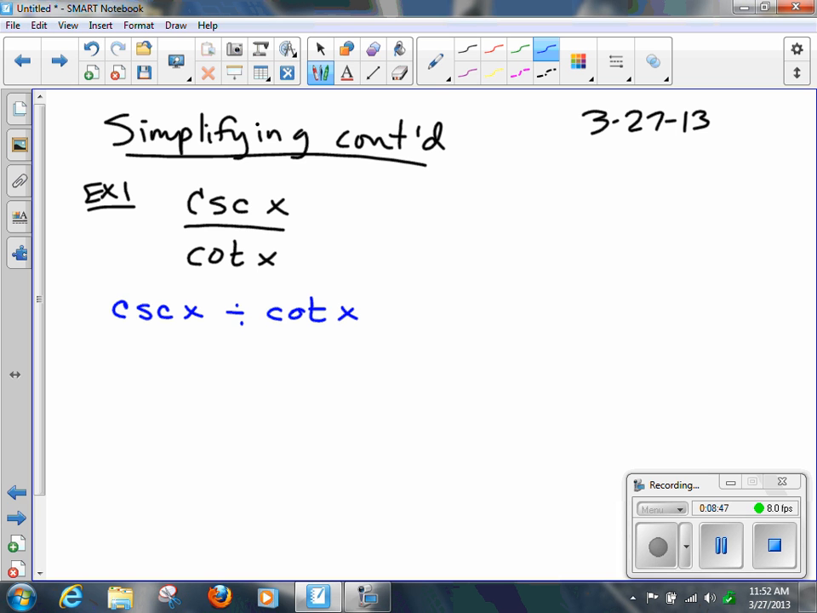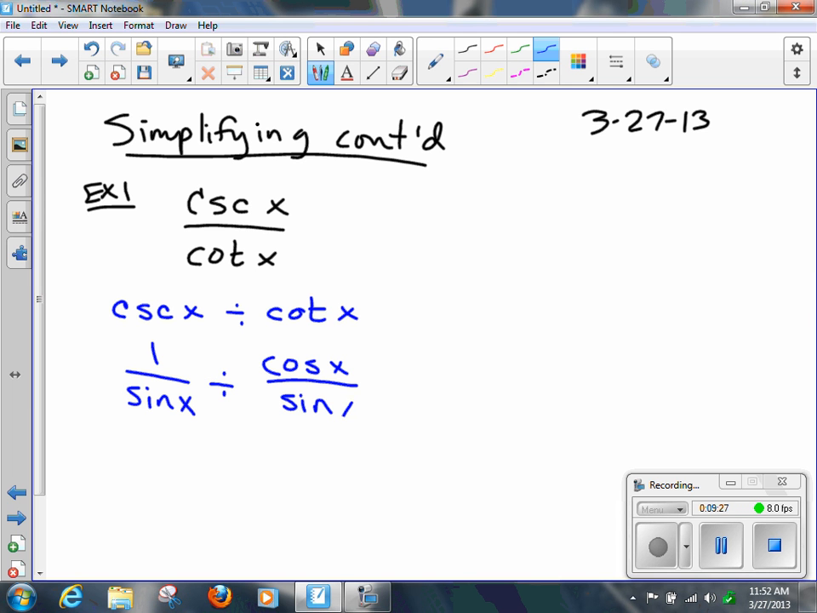Always thinking ahead. How can I rewrite? Sometimes you just have to do these problems over and over again. What would you do to cosecant x? How can I rewrite that? 1 over sine x. Okay? Divided by. How can I rewrite cotangent? I could write 1 over tangent, but... Say it again. I just didn't hear what you said. Fix it, cosine over sine. There we go.